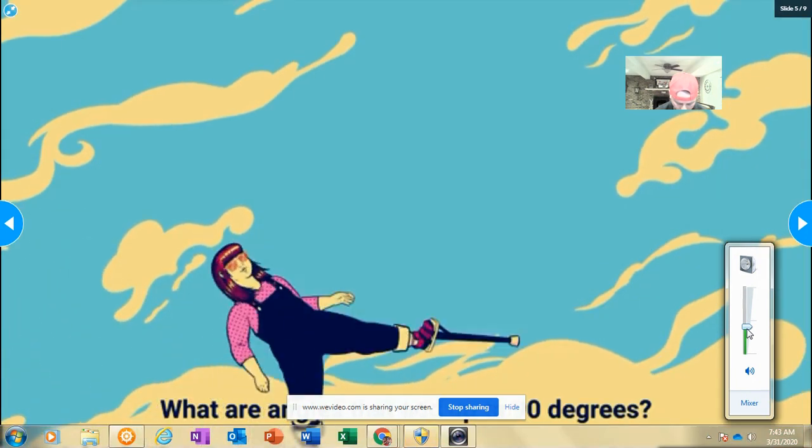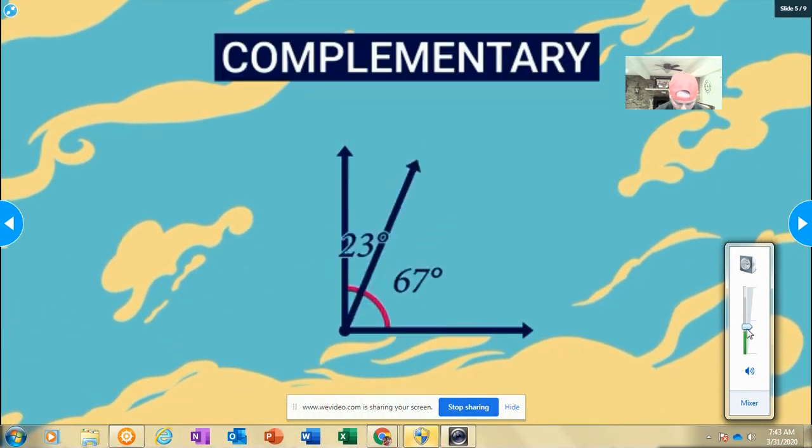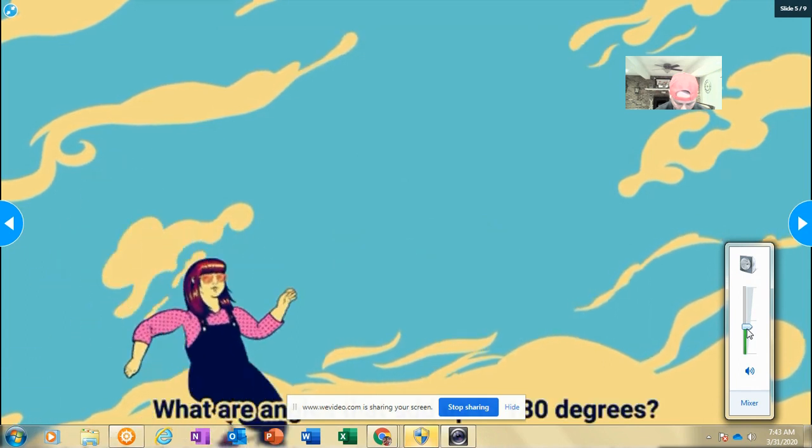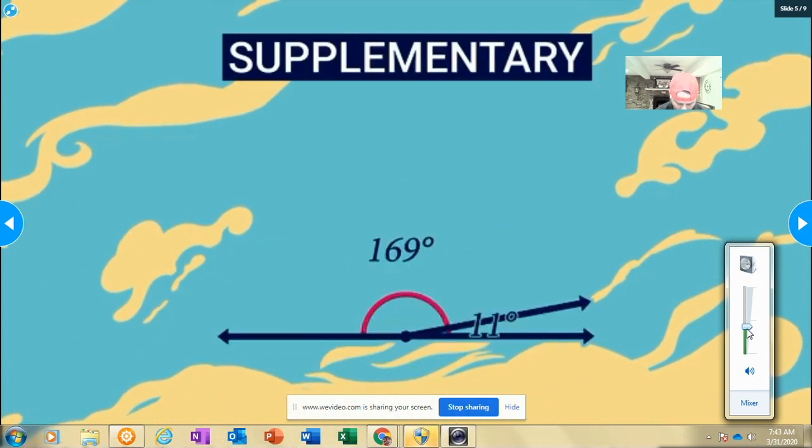Complementary. What are angles that add up to 180 degrees? Supplementary.